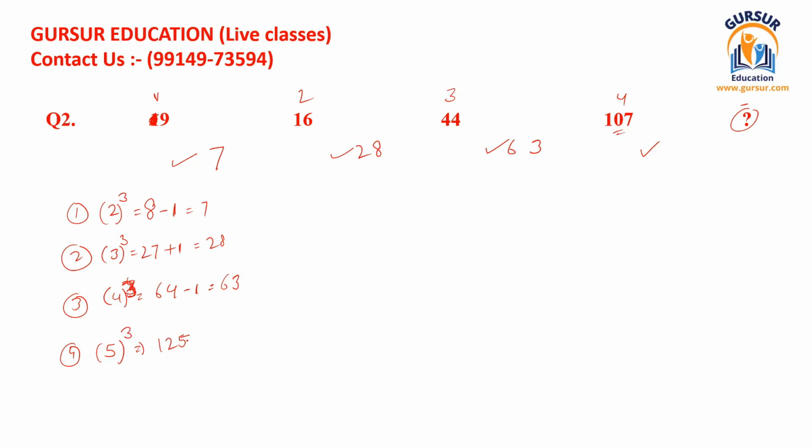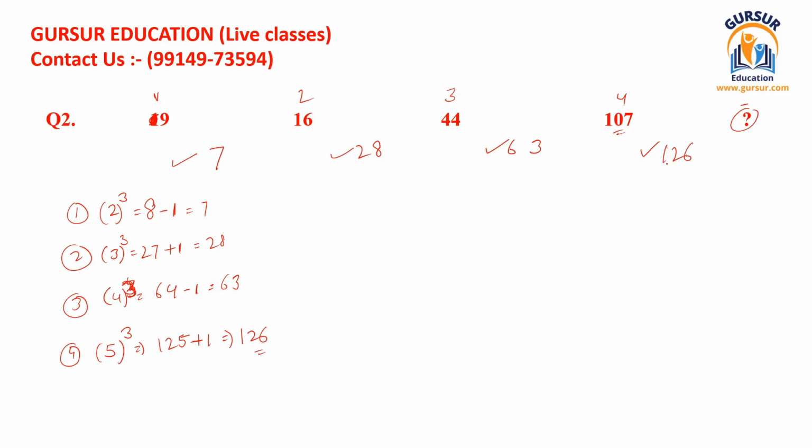Now we have to see what should be added or deducted in that. We can see from the previous figures. In the first figure, there was subtraction of 1. In the second, there was addition of 1. In the third, there was subtraction of 1. That means there shall be addition of 1. And when we add 1 to 125, we get 126. So the fourth difference should be 126.